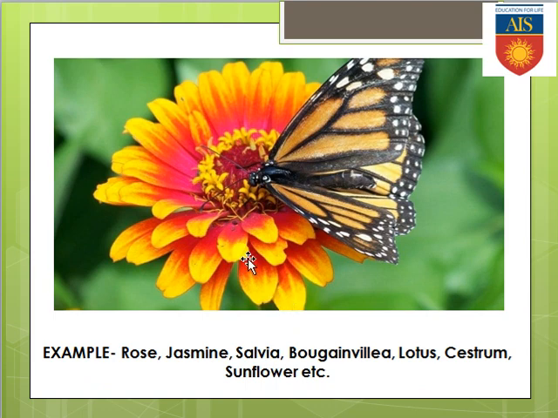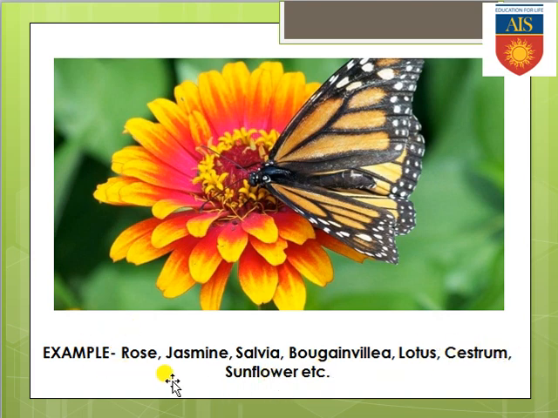In this slide you can see that one specific flower is getting pollinated with the help of a butterfly. Obviously it is an insect. Some examples are also given here. One is rose, second is jasmine, third is salvia, fourth is bougainvillea, fifth is lotus, sixth is cestrum, and then sunflower.